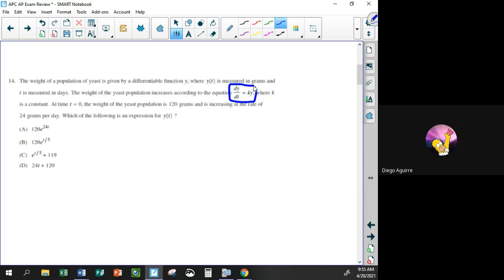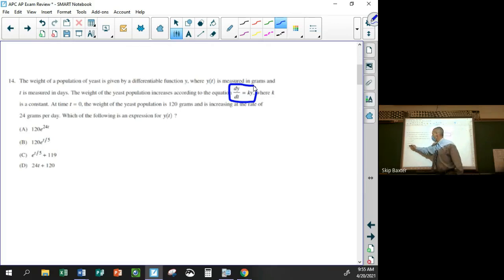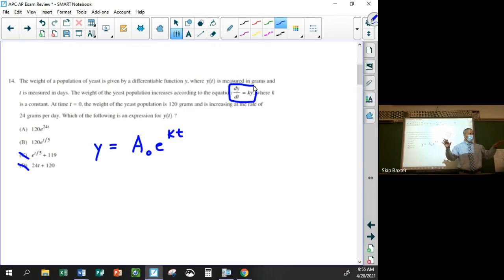Oh, are you asking me or everyone? You. Oh, C and D, right? Yes, you can rule out C and D. We know it has to be something of the form A0 e to the kt. Does everybody understand that? This is the classic situation for exponential growth, right? If the rate at which it's changing is proportional to the amount that's there, that's exponential growth. These are the only 2 that are exponential growth.